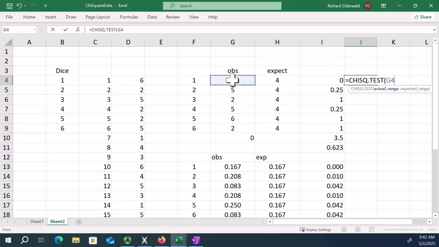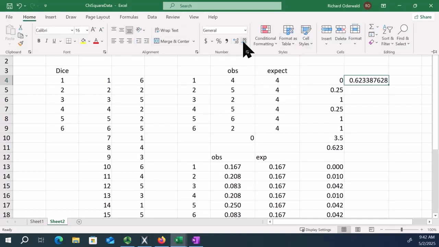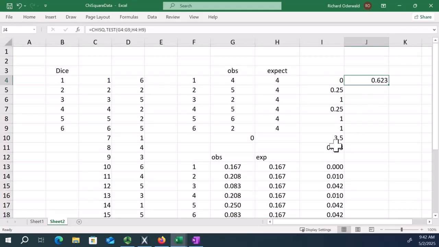Here's the actual range and the expected range. How does your answer look compared to the one we got from the actual calculations? Here I got 3.5 and the area in the tail was 0.623. That value matches that value. The chi-square test function gives you the probability directly. Doesn't give you the chi-square value.